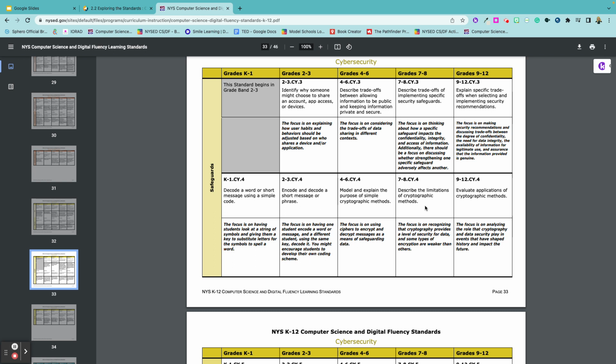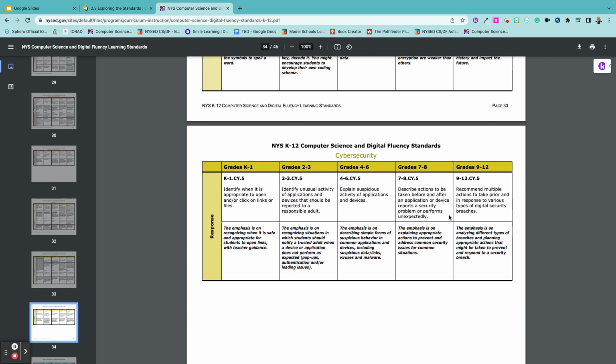So the focus is on recognizing that cryptography provides a level of security for data, and some types of encryption are weaker than others. So here you could also talk about your passwords, right? So you can talk about that you want to use uppercase and lowercase letters, you want to use numbers and symbols and so on to make it harder for a computer to decode.